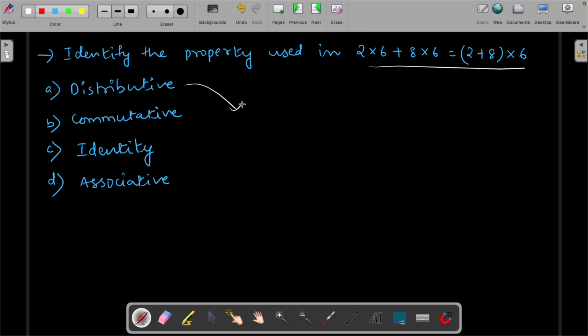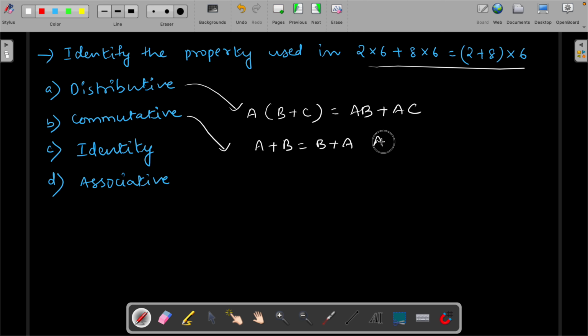What is distributive property? A into B plus C is equal to AB plus AC. What is commutative property? A plus B equal to B plus A, or AB equal to BA. What is identity property? A plus 0 equal to A, or A into 1 equal to A.